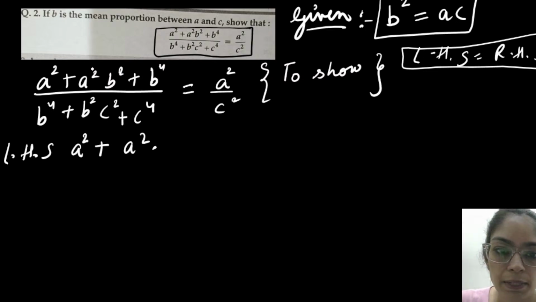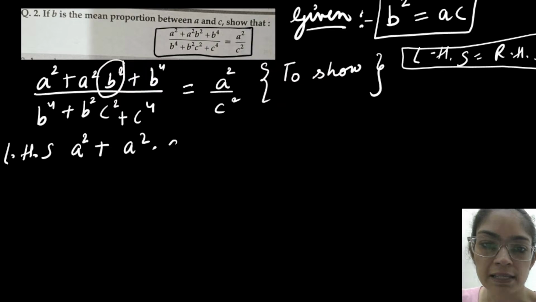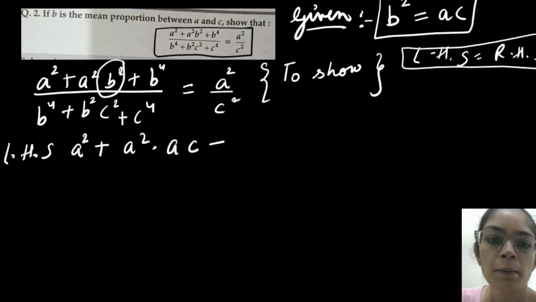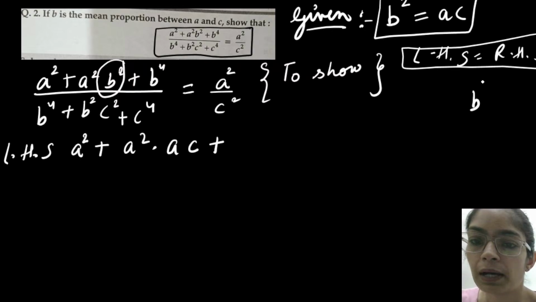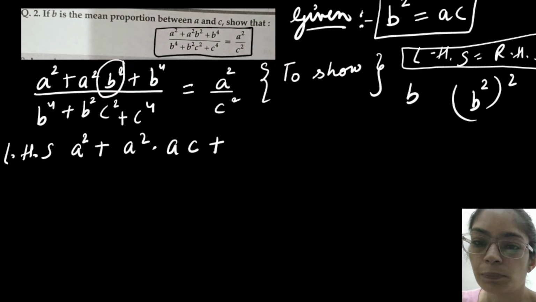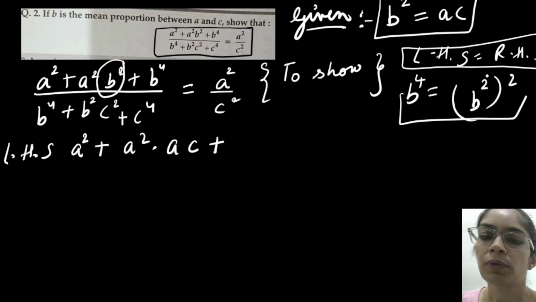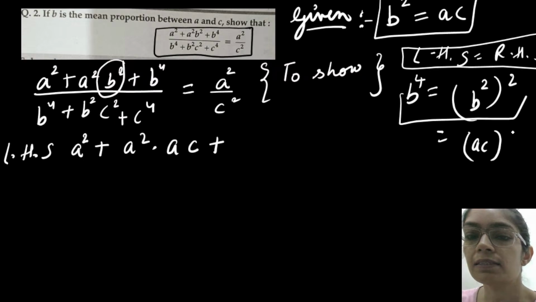So here in place of b square, I'm just going to write its value which is given to us. b square is equal to AC. So I have written b to the power 4. See, b to the power 4 means what? b to the power 4 means b square is the whole square. So in this form, b square's value we know it is AC. So b to the power 4 means it is AC's square.